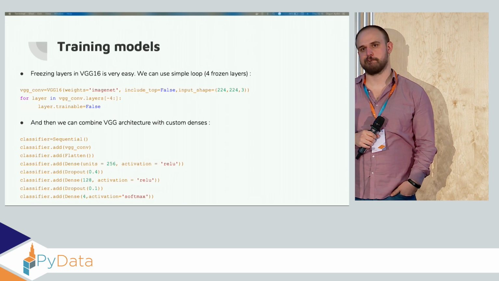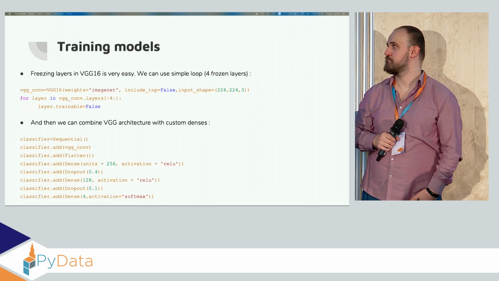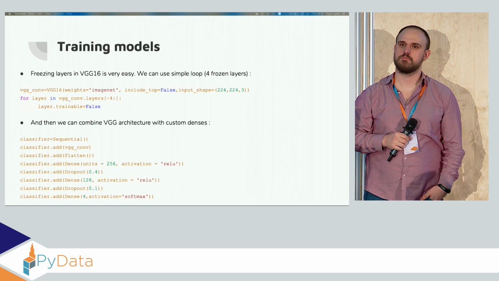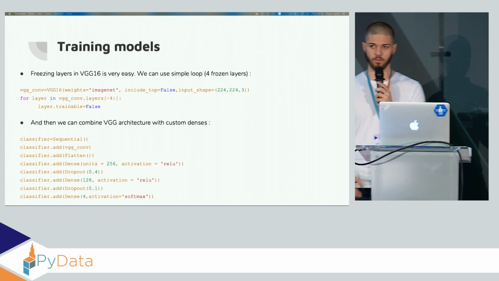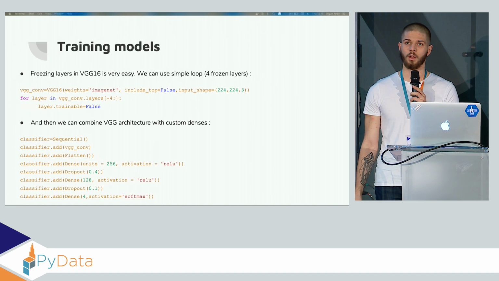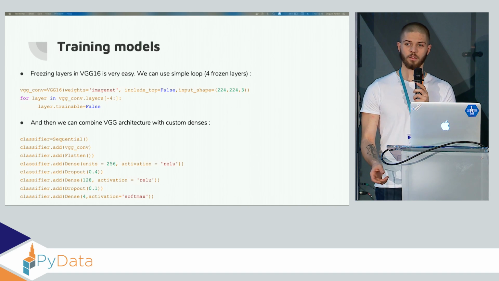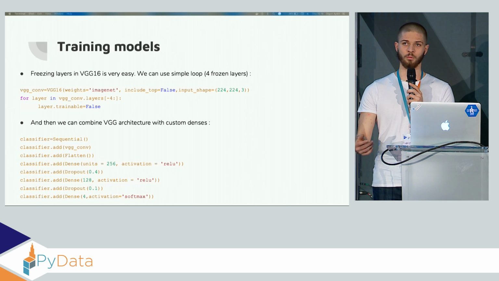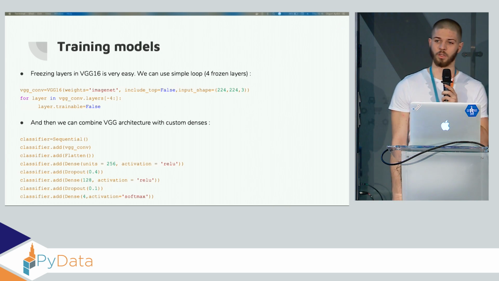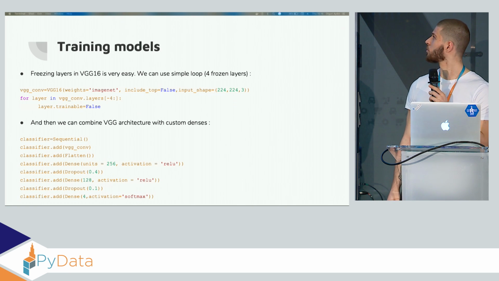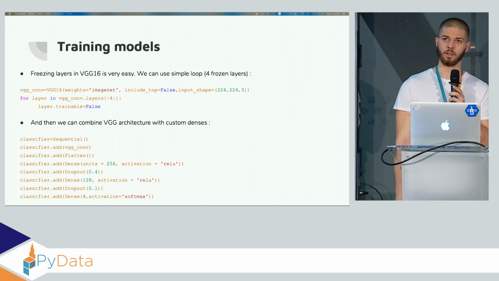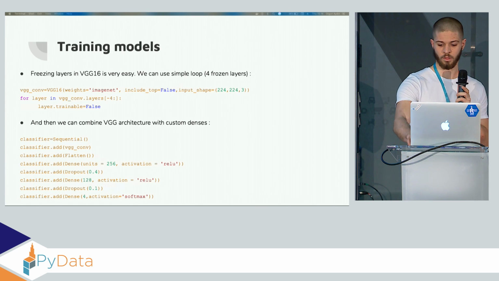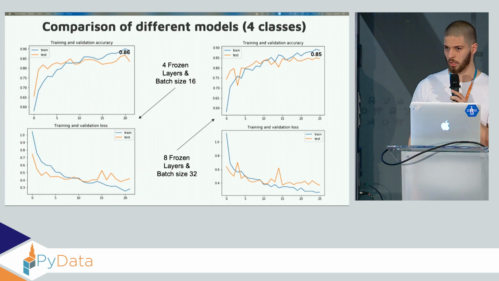So this is how you basically create the model. It's very simple, a couple of lines of code. We can collect VGG16 straight from the TensorFlow models. And then for freezing the layers, it's one very simple loop. We can just set the layer trainable to false, and that's it. Yeah, we added the additional dense layers and compiled it, and that's it. So let's check the results of the models.